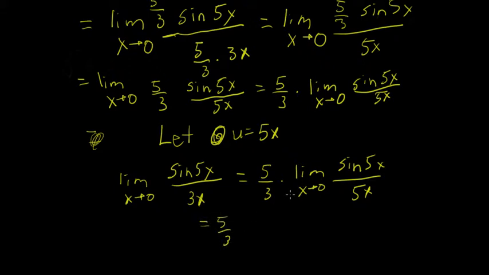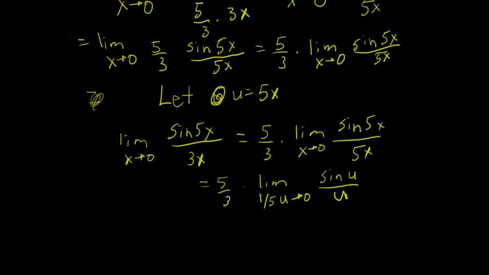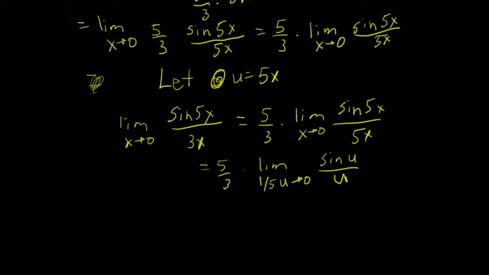So this 5/3 times the limit as x tends to 0 becomes the limit as x is 1/5 u, so the limit as 1/5 u tends to 0. Sine of 5x becomes sine of u, since 5x is u. So we have 5/3 times the limit as 1/5 u tends to 0 of sine of u over u. But what's the limit as 1/5 u tends to 0? We know that the limit as x tends to 0 of sine of x over x is 1, but if we have the limit of 1/5 u tending to 0 of sine of u over u, what would that be?